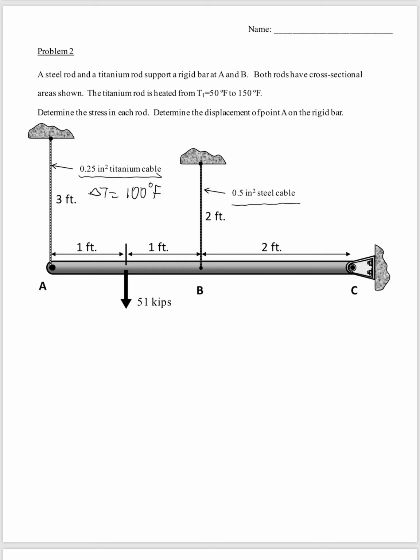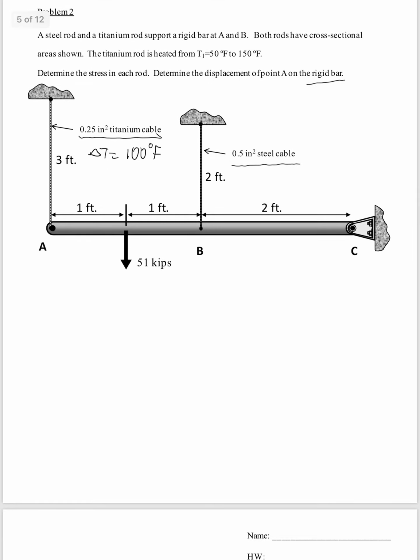By saying rigid bar, it means this bar is not going to strain at all. It's going to stay perfectly flat. So first step, always statics, draw a free body diagram. We have a cable at A, this can be pulling up. I'll call that force A. And then the same thing for B, force B. We have a 51 kip load pulling down.